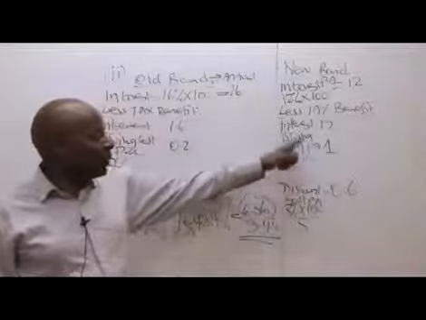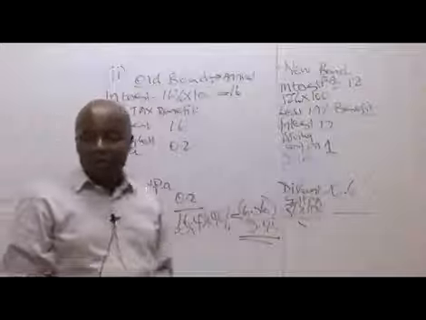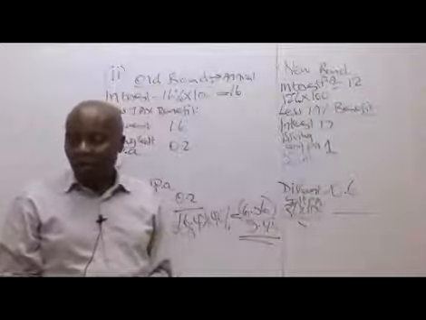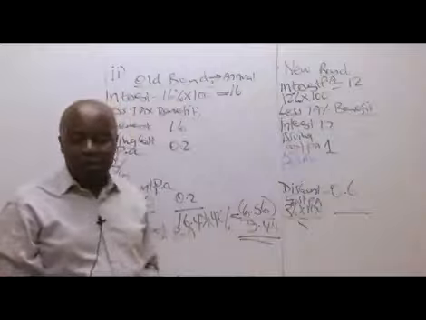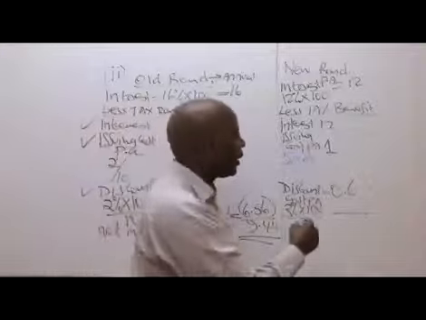So could you kindly come and add all of them? 12 plus 1 plus 0.6. What do we have at the end of the day? 12 plus 1 plus 0.6. Thank you very much, 13.6.